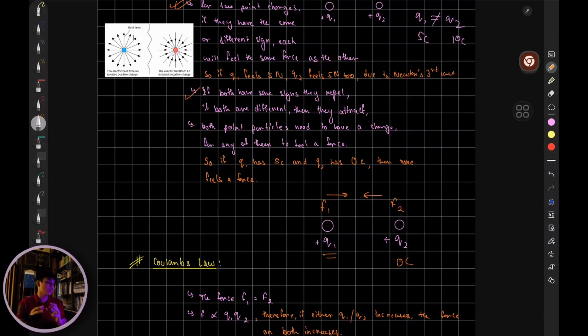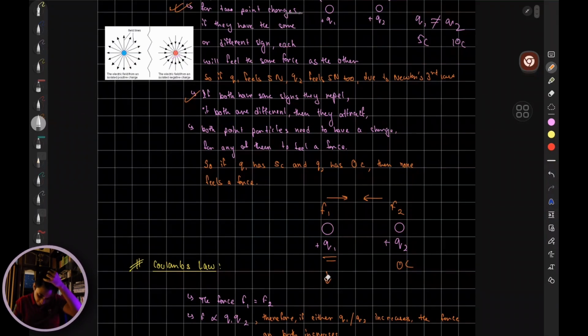So let's say you have a magnet, right? And you have a non-magnetic material. Will this magnet interact with this non-magnetic material? No, it won't, because it doesn't have magnetic field lines for this to interact with. So similarly for charges, if one has electric field lines and the other does not, what is it going to interact with, and how will they feel a force?